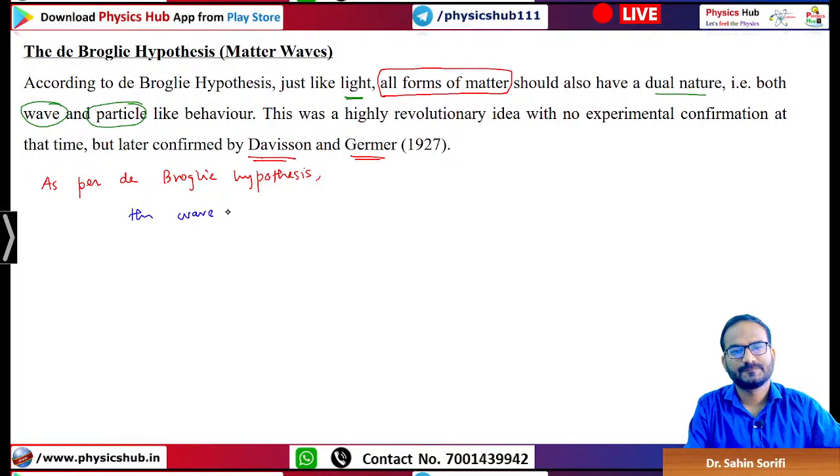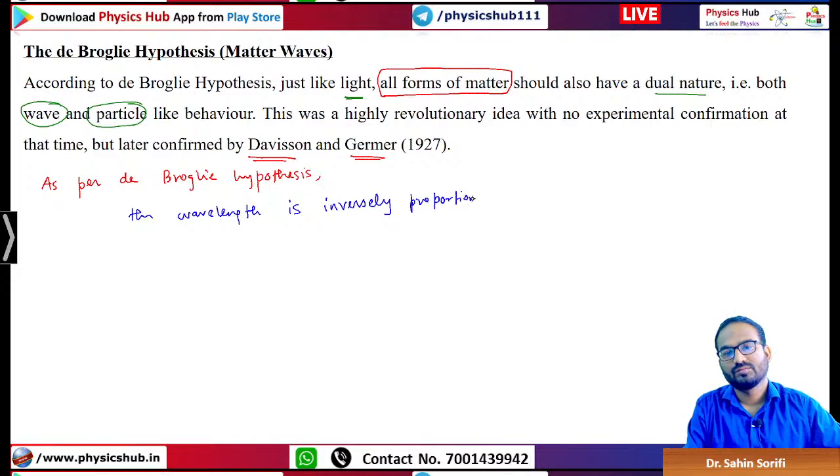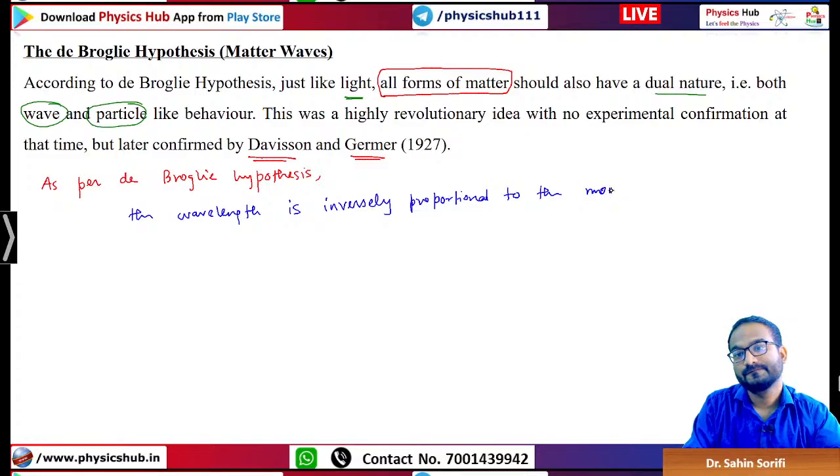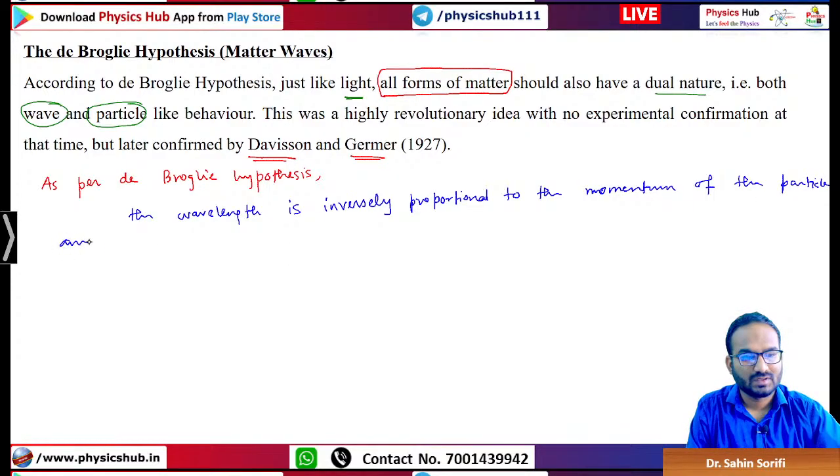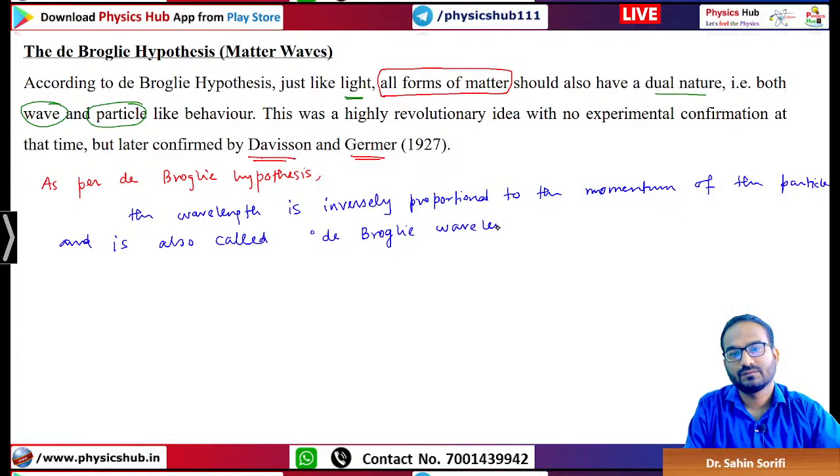The wavelength is inversely proportional to the momentum of the particle. And this wavelength is also called de Broglie wavelength. Now, mathematically, how do we represent?